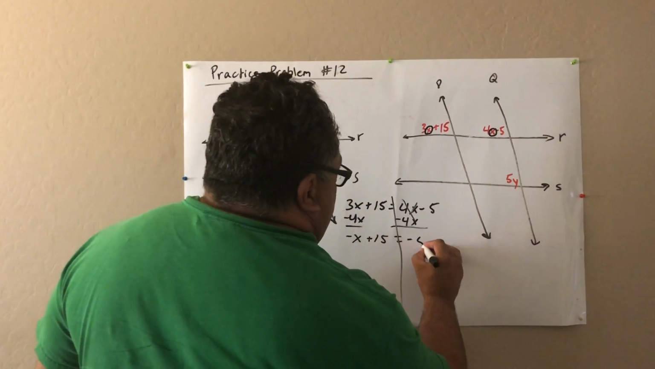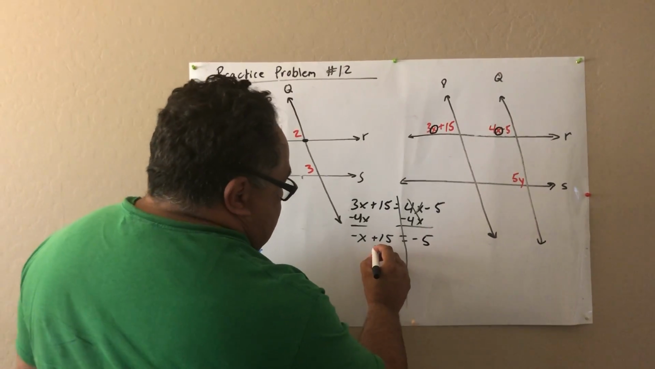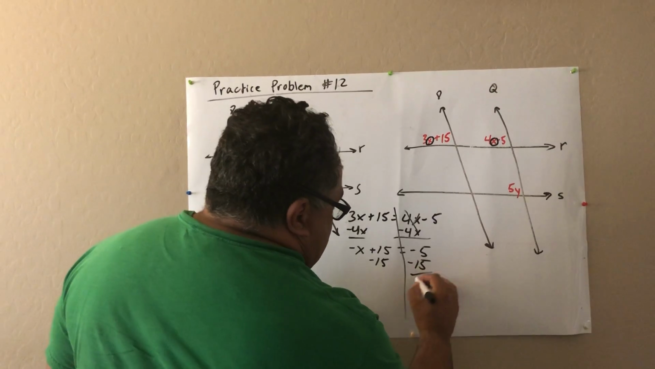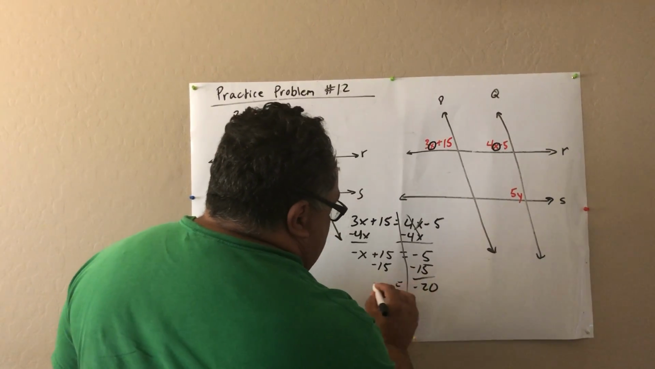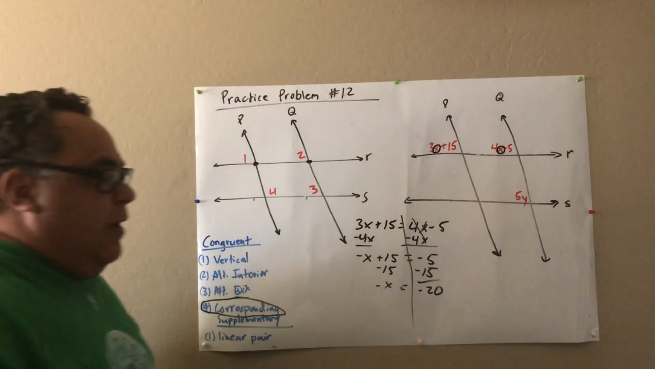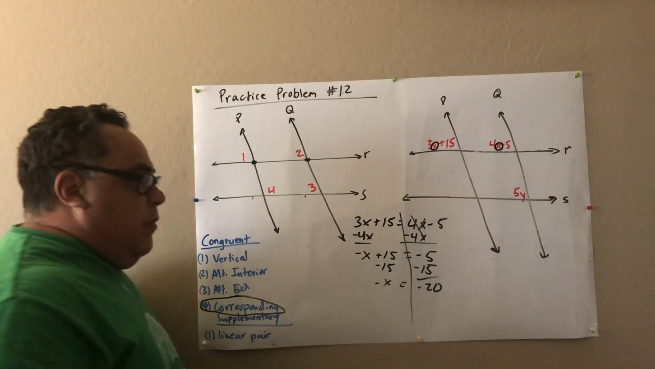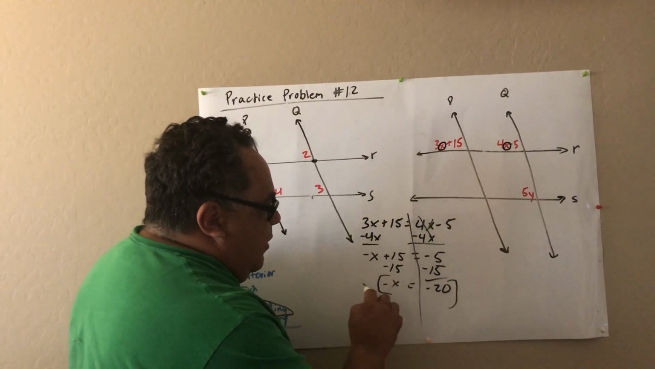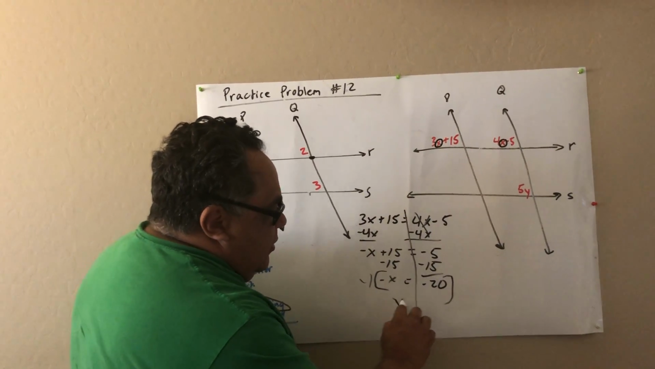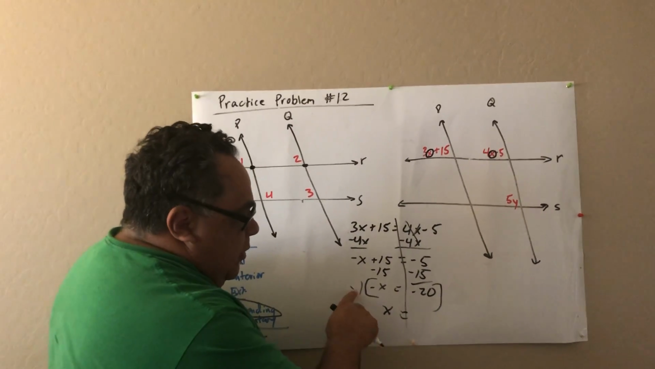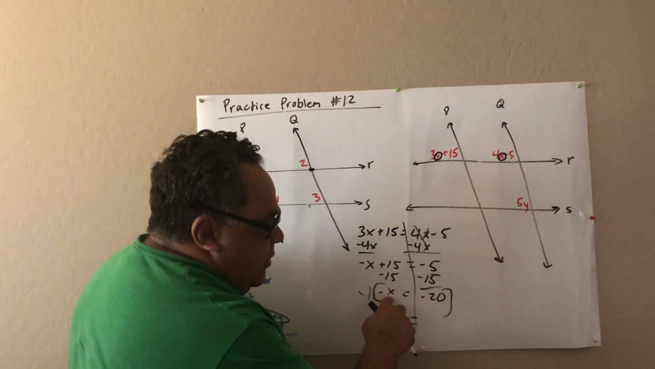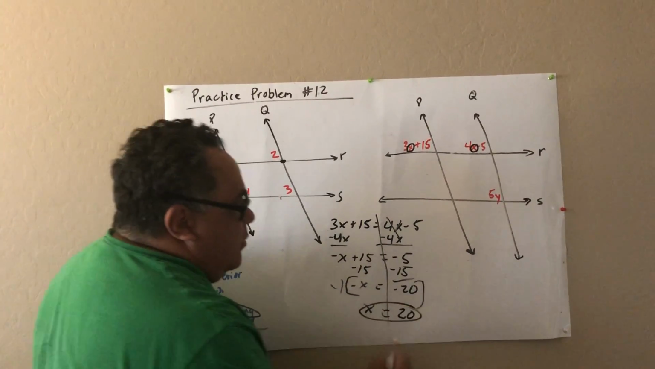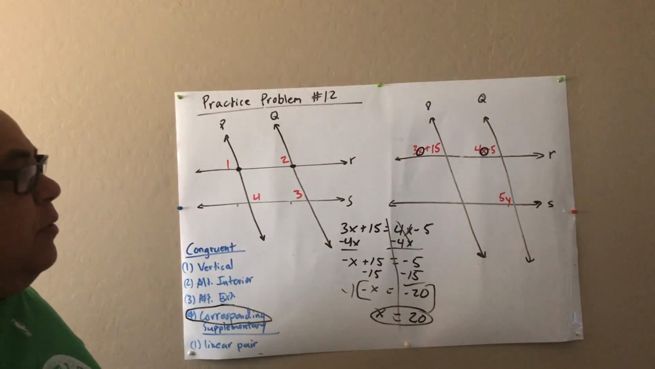Okay, now I wanna get the 15 on the other side. I'm gonna subtract 15 from both sides. This is negative 20 equals negative x. I can't have a negative x, I can't have a negative variable. Whenever you see a negative in front of your variable, you want to multiply everything through by negative 1. That just changes the signs. Multiplying through by negative 1 just changes the signs. It makes that x positive and the 20 positive. So our x equals 20.